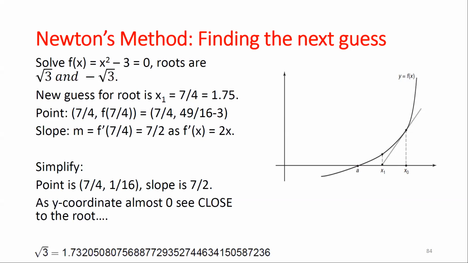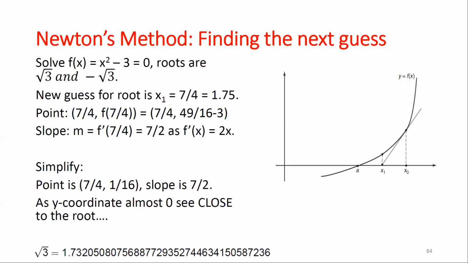Yeah, 3.5, or just 7/2. Since we had 14/4, if you're multiplying by 2, you can just change the 4 to a 2. So our point is 7/4, 1/16. The slope is 7/2. Is 1/16 close to 0? Yeah. So we're actually pretty close now to a root.